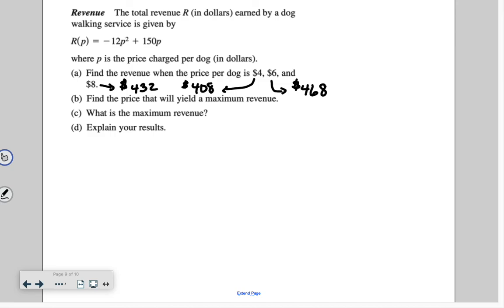Okay? When you take a look at parts B and C, notice I say find the price that'll yield the maximum revenue, and what is the maximum revenue? What am I asking you for in B and C? The vertex. B and C are asking you for the coordinates of the vertex. Okay, the x coordinate and the y coordinate, which we've already done a couple of times, so we don't need to go back and do that again. Okay. How we doing? Make some sense, hopefully?